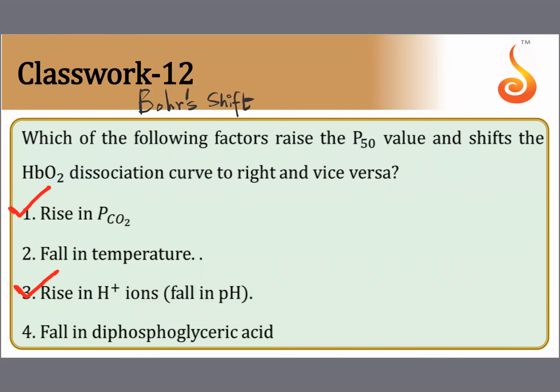Fall in temperature is not possible because I already told you that in your tissues there is a rise in temperature. And also there is a rise in bisphosphoglycerate or diphosphoglyceric acid. Sometimes it's also called diphosphoglyceric acid. That also rises due to metabolic rate. It doesn't fall. So first and 3 are the ones that contribute to increase in oxygen delivery or decrease in saturation. Do not get confused.